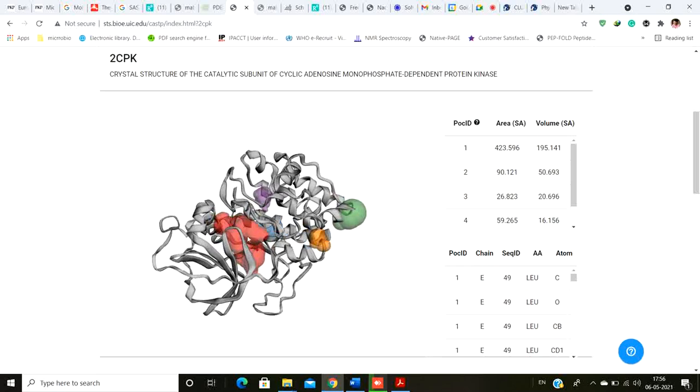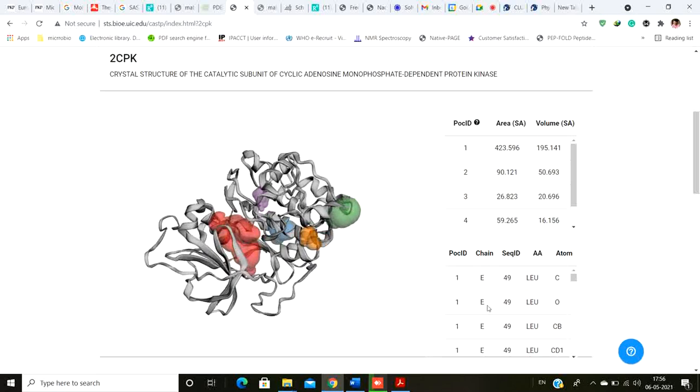And what are these pockets created of? What are the amino acids that are present here? In the case of pocket 1, you have the 49th leucine, and it belongs to carbon. You can scroll down and see it is composed of the 49th leucine, the 50th glycine, the 51st threonine, and the 52nd glycine. You can also see the atoms present in this region. These are the amino acids that comprise this particular pocket.